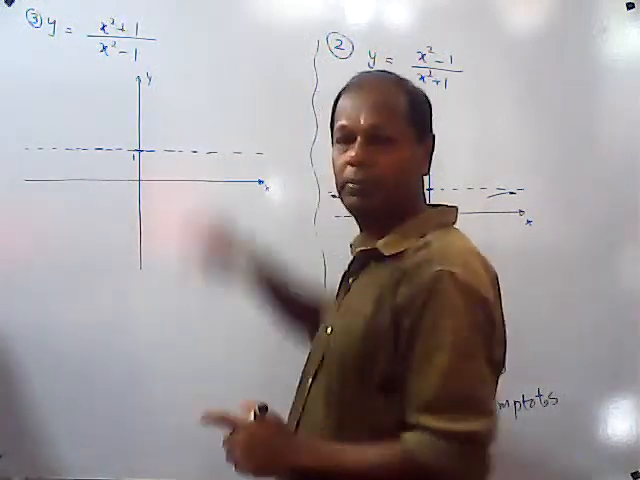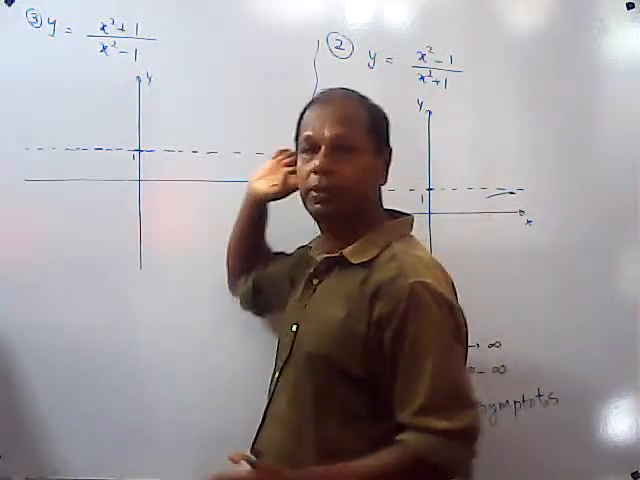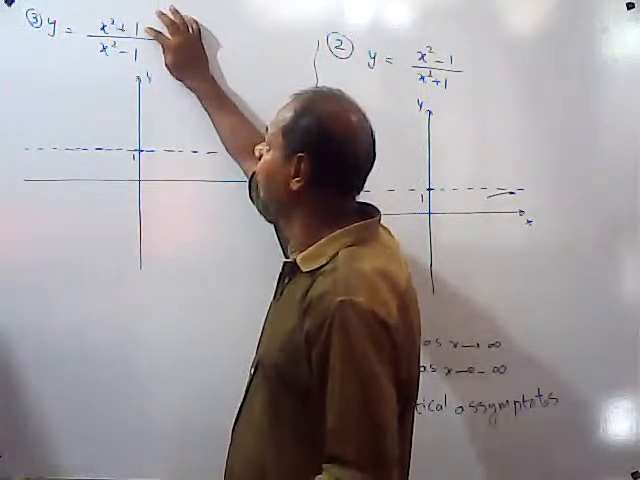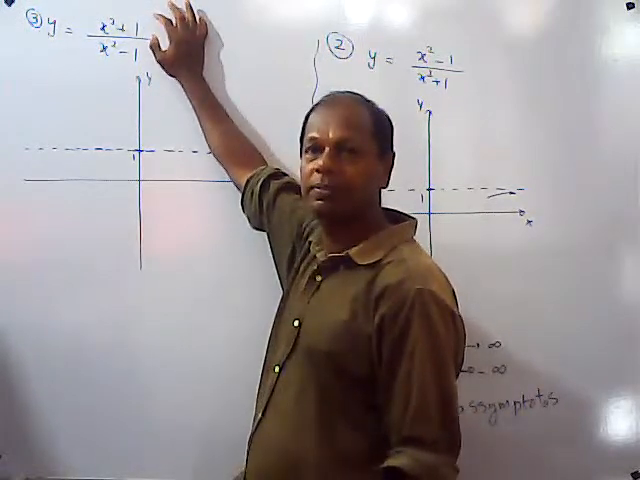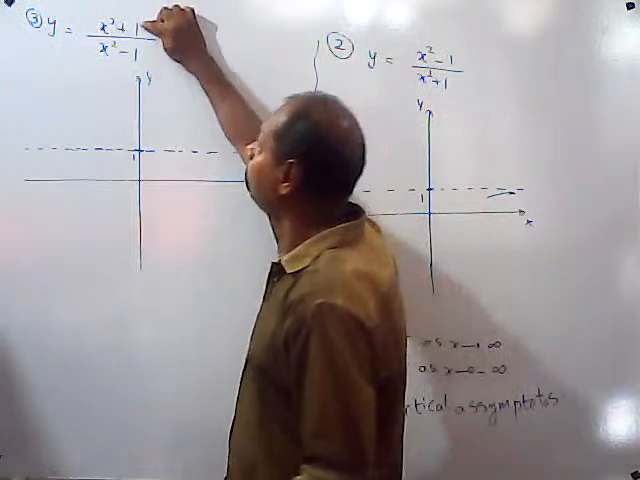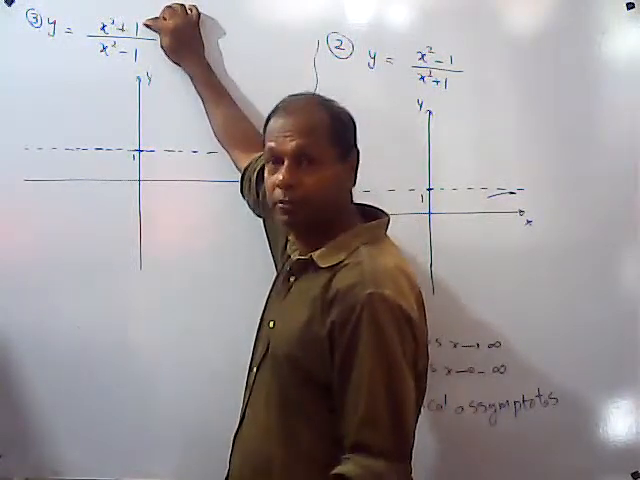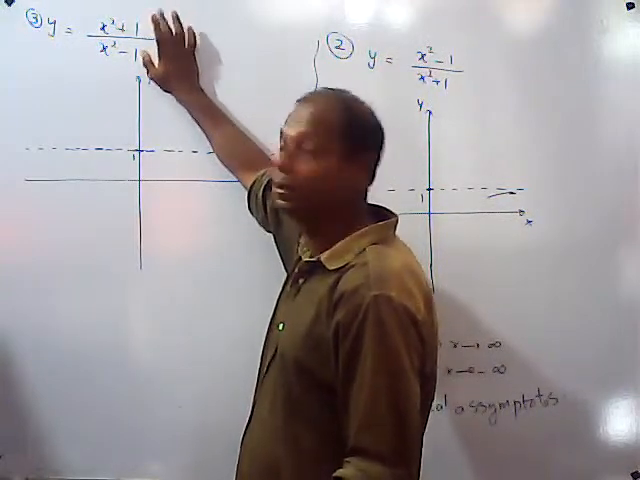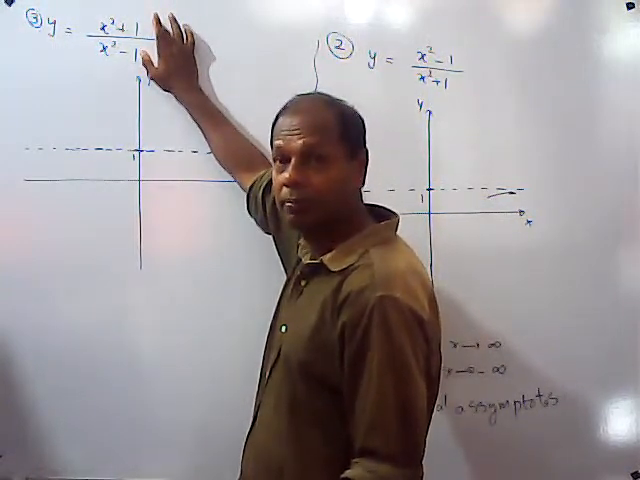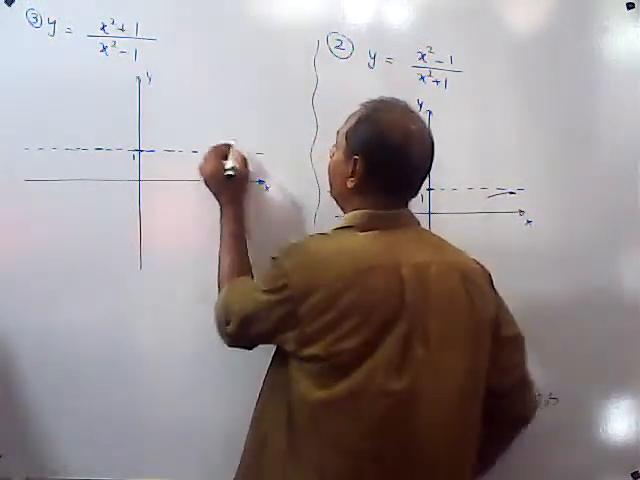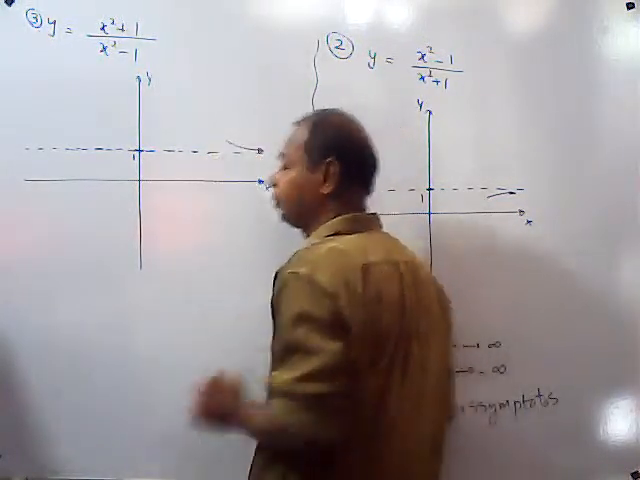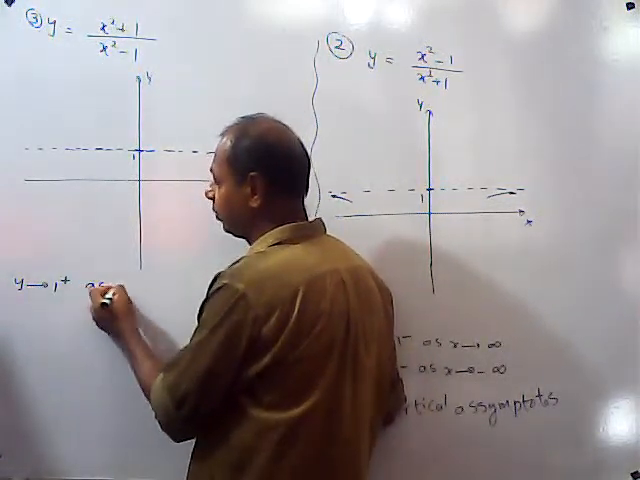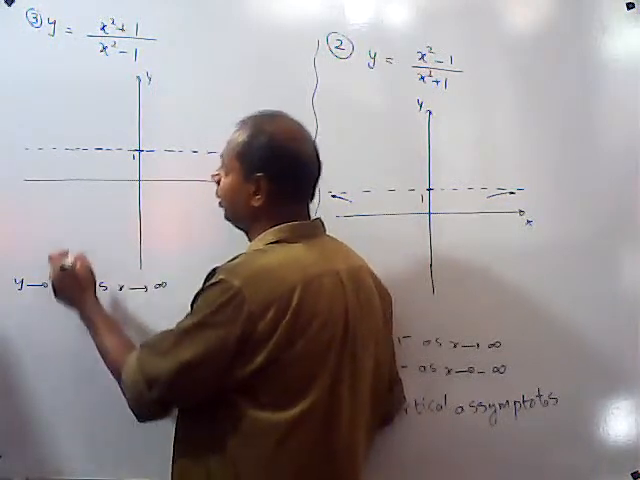Then find whether it is going from above or below. You don't have to waste your time on this substituting; you can find it very easily. If you substitute, say, x equals 100, the numerator will be 100 squared plus 1, and the denominator 100 squared minus 1. Definitely the numerator is bigger, so it will go to 1 from above, greater than 1, right? So y will go to 1 from above as x goes to positive infinity.